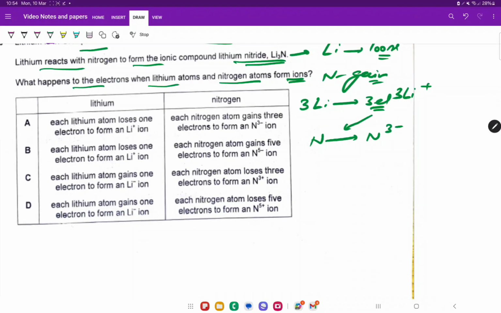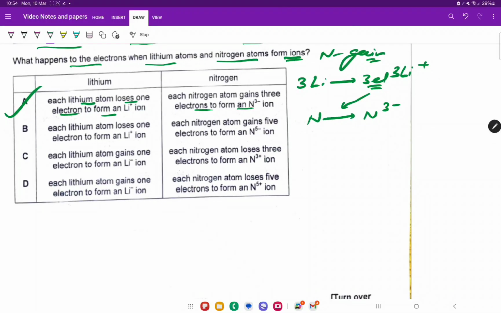Now option A: each lithium atom loses 1 electron to form a Li+ ion, correct. Each nitrogen atom gains 3 electrons to form N3-, yes, it's correct. Option B: each nitrogen atom gains 5 electrons, no, it is wrong. Each lithium atom gains 1 electron to form a Li- ion, no, wrong. Only A is correct. The answer is A.